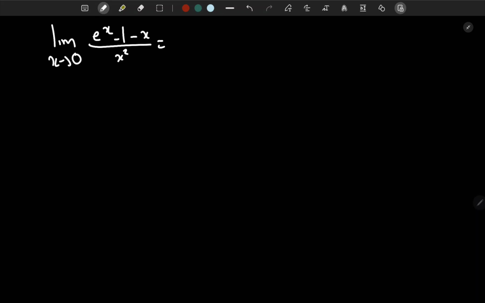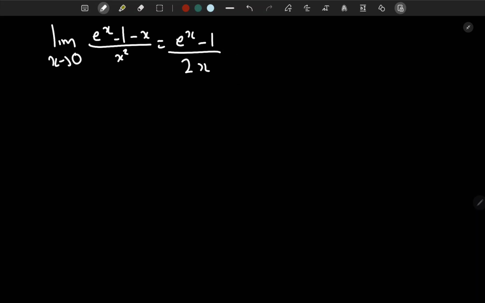So let's differentiate the numerator and then the denominator. The derivative of e to the power of x is simply e to the power of x, minus 1 is going to be 0, minus x is going to be minus 1, over 2x. Now we try again by substituting 0 here. So when we substitute 0, e to the power of 0 is equal to 1, minus 1, over 2 times 0 is 0. So again we have 0 over 0. So what do we do now? We keep repeating L'Hopital's rule until we get a finite number.